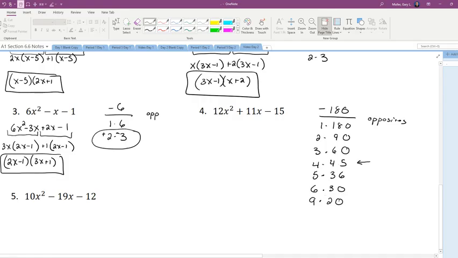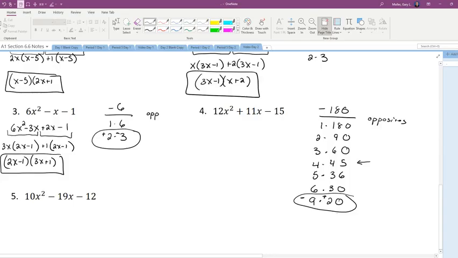Signs are opposites, so plus 20 and negative 9 because I want the answer to be positive 11, not negative 11. All right. Figure that out here. It's easier to get the signs right here than it is after you drop them in.